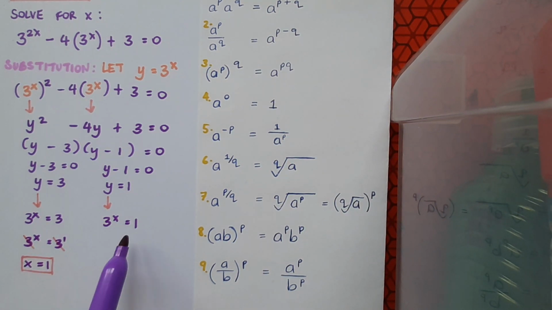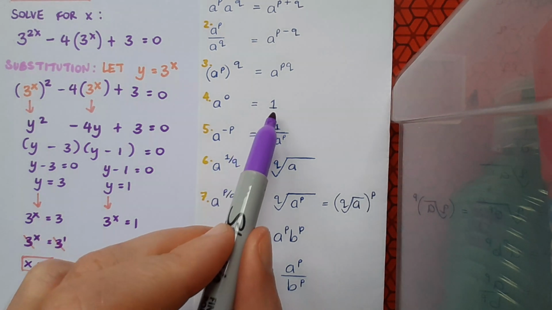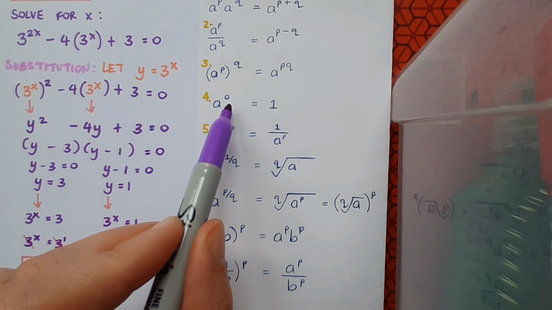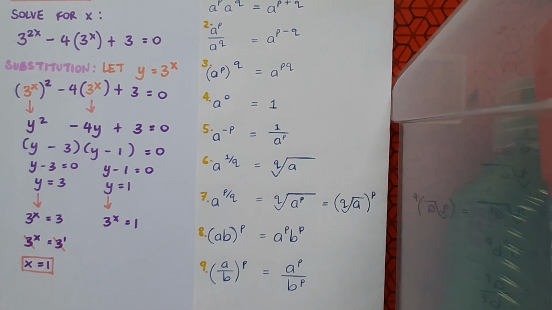In the other equation, I can change that 1. I can write that 1 as 3 to the power of what? Well, again, looking through my rules, 1 is any base to the power of 0. So I can write the 1 as 3 to the power of 0. And again, then I'll just cross off my bases. My solution there is x equals 0. And so my two solutions for x are x equals 1 and x equals 0, job done.